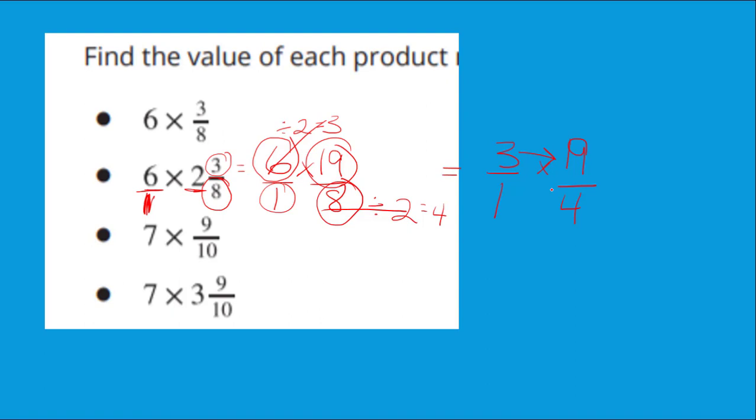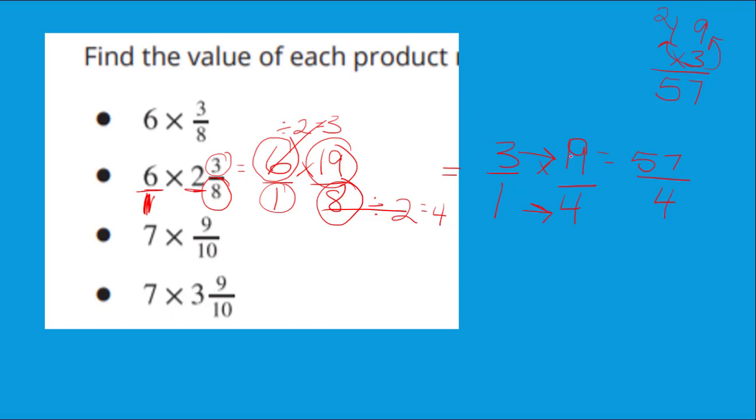3 times 19. Well, let's do that up here vertically. Okay, 3 gets to jump up to the 1's place to multiply first. 9 times 3, 27. 2 has to go over to the 10's house. Now the 3 has to go to the 10's to multiply. 3 times 1 is 3, plus the 2 is 5. So 3 times 19 is 57. Now 1 times 4 is 4.